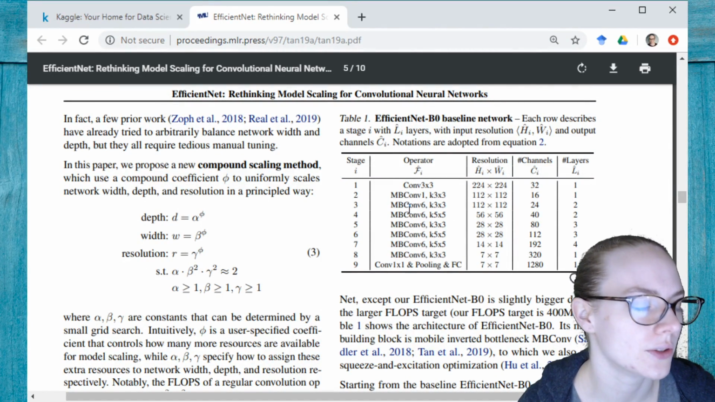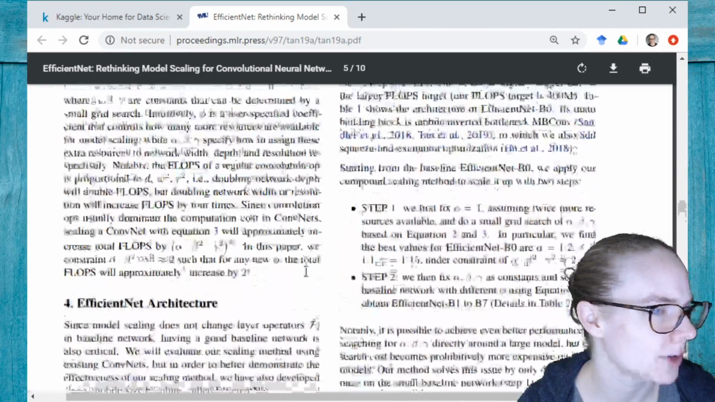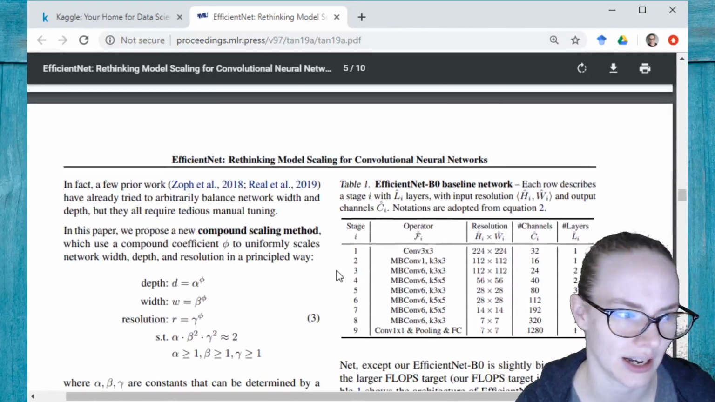Table 1. Oh, so we haven't actually looked at table 1. I'm sure it was somewhere in the text and I just skipped it.